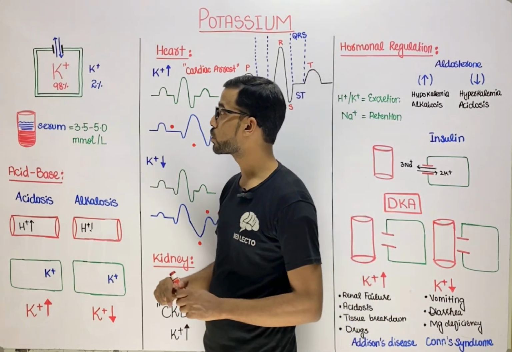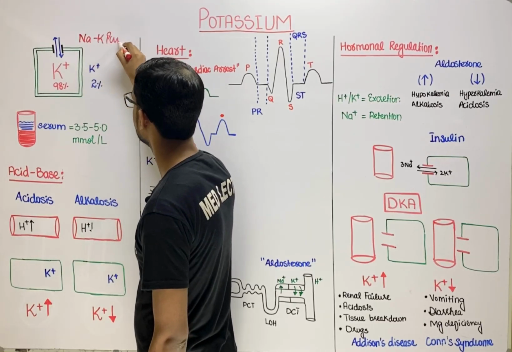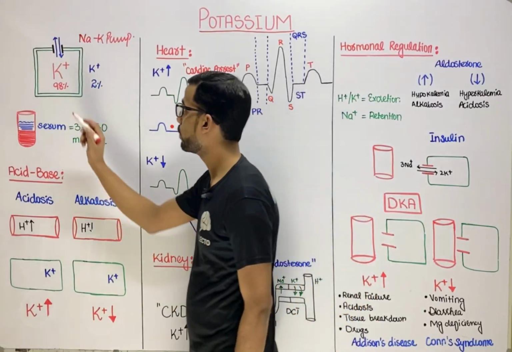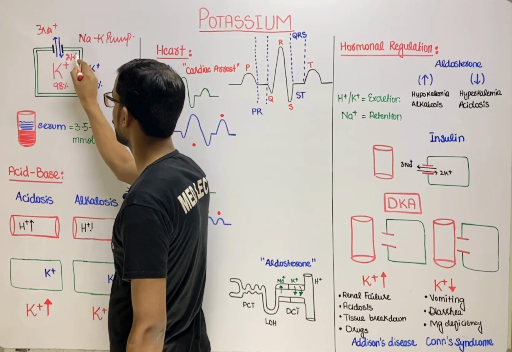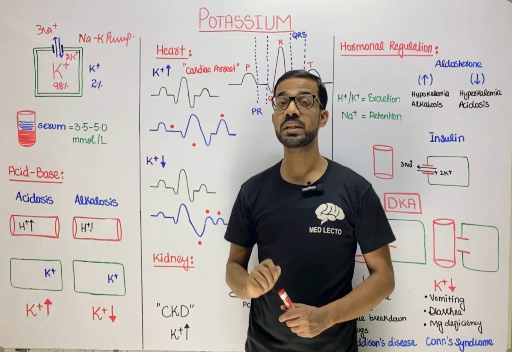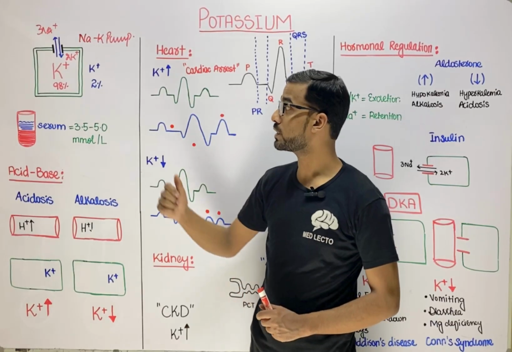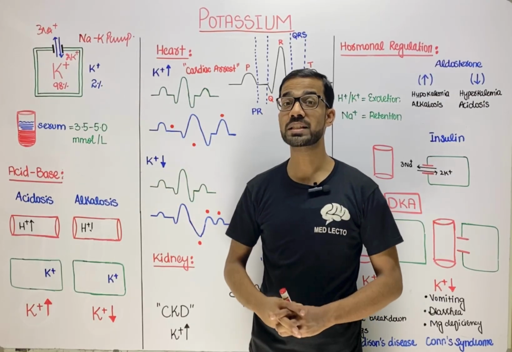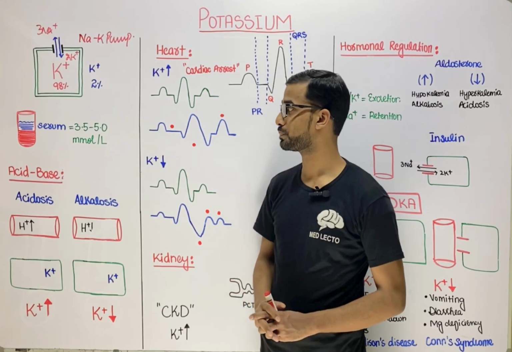So that is the sodium potassium pump. 3 sodium will move outside and at the same time 2 potassium will move inside the cell. So that is the important sodium potassium pump that will utilize the ATP and transport the sodium outside and potassium inside the cell. So this is how potassium is maintained high inside the cell.